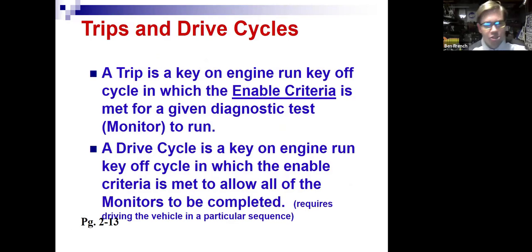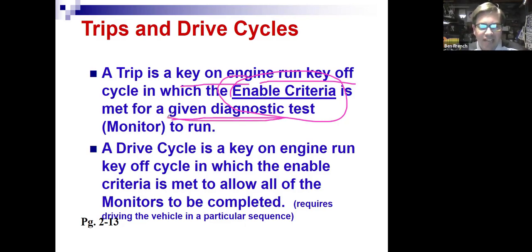I mentioned that term, a trip, on the last slide. So again, what's a trip? Well, a trip is what we call this key on, engine run, key off cycle, where you've driven the car in such a way that you have met some enabled criteria. And what that's done is it's allowed a given diagnostic test, what we call a monitor, to run. Now that monitor could be for the catalytic converter. It could be a monitor for the EGR valve. But you've let that monitor basically do its thing and test that system. Why? Because you met the enabled criteria.